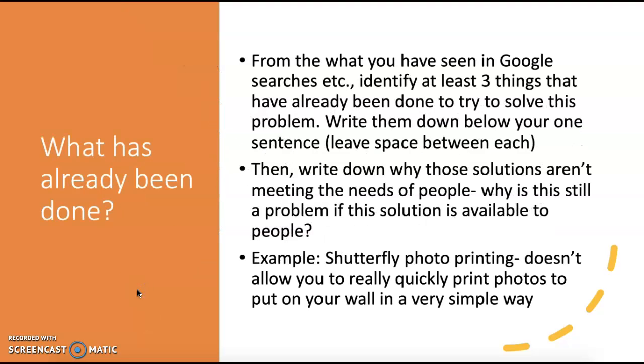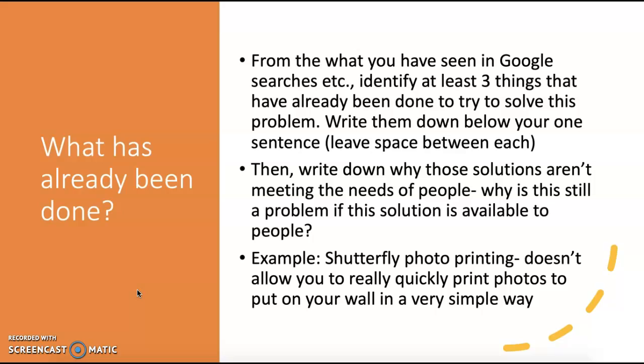Now, let's take that problem and start thinking about it in a few different ways. So first, I want you to think about what you've seen in Google searches or through your customer data information that you found, or different places where you've looked up what are solutions to this problem. I want you to identify at least 3 things that have already been done to try to solve this problem. And I want you to write them down below your one sentence. So leave space in between each if you're doing this on paper.